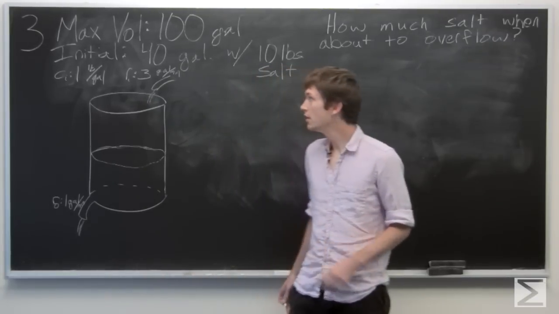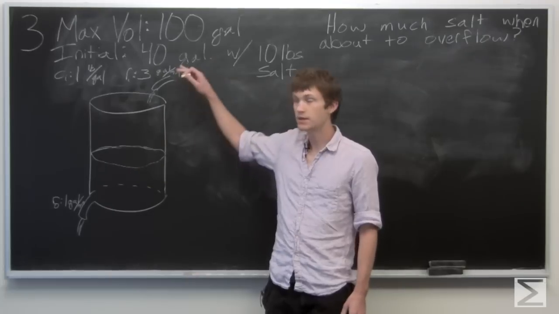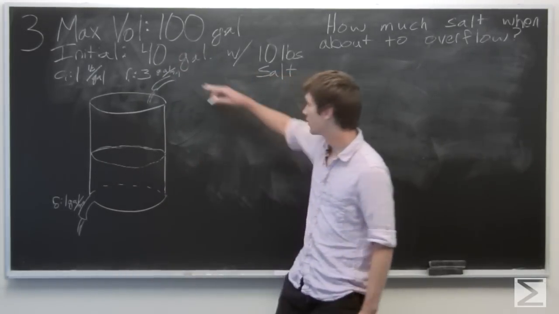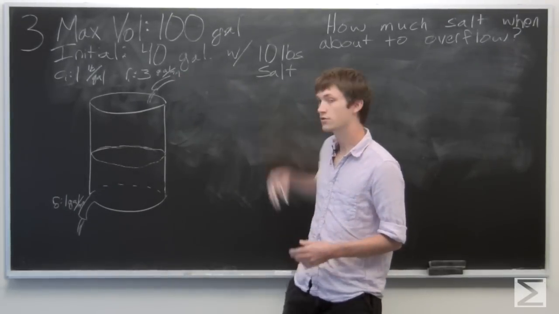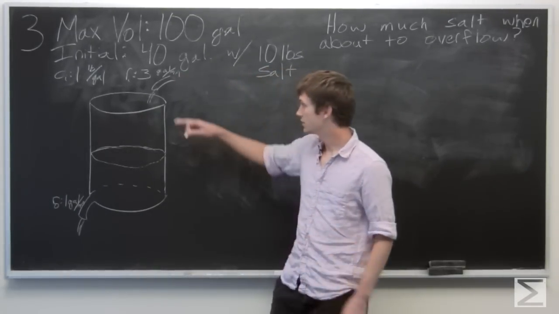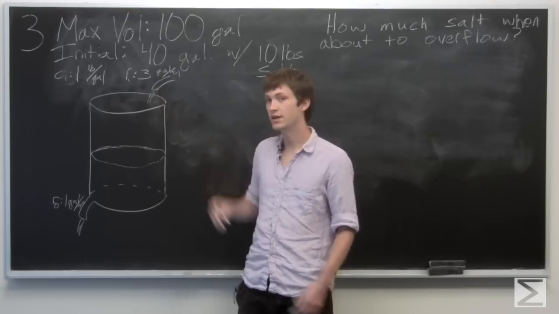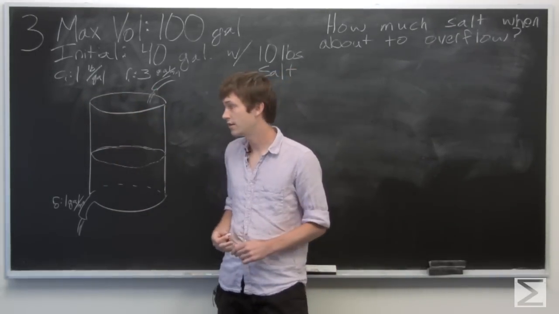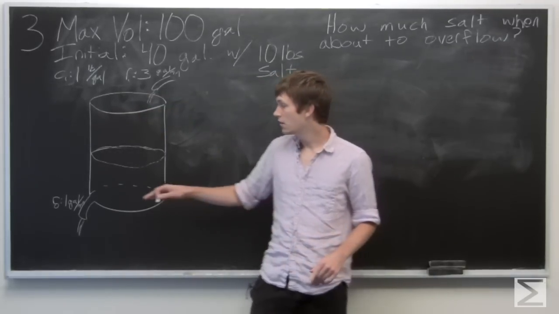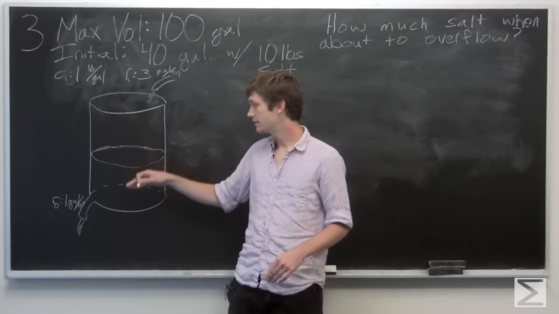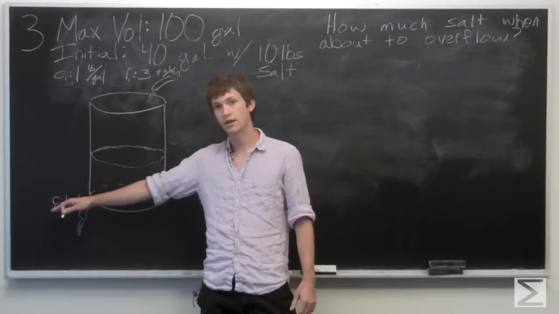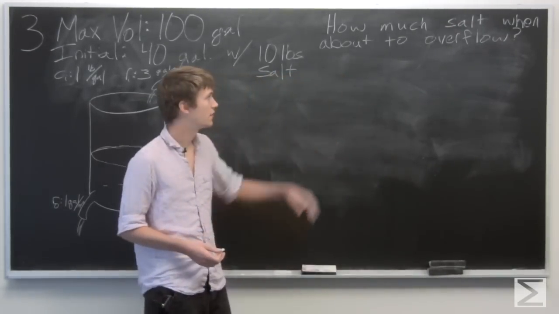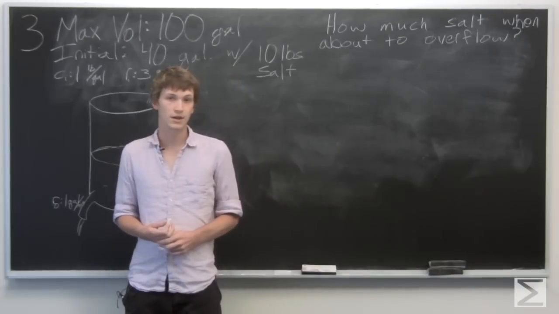Okay, in this problem, we're given a tank that has a maximum volume of 100 gallons, and initially there's some 40 gallons of water in there with a mixture of 10 pounds of salt. As we can see, there's a rate into this tank of 3 gallons per minute with a concentration of 1 pound of salt per gallon in that incoming liquid. And then the tank is mixed and leaves at a rate out of 1 gallon per minute. And we're asked to find the amount of salt in the tank when it's about to overflow.